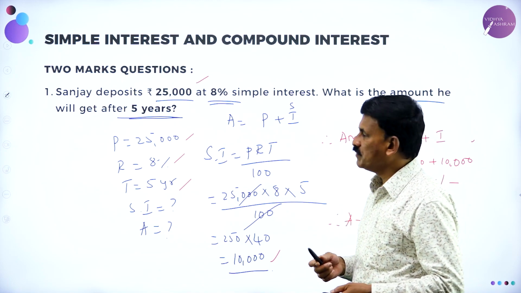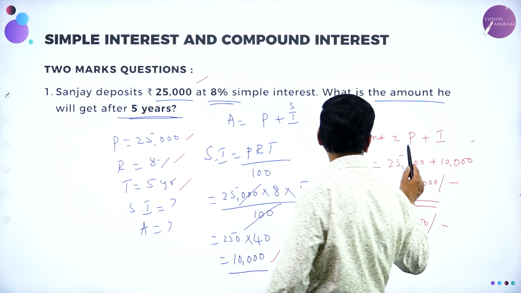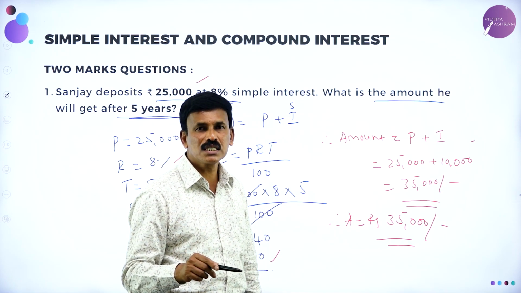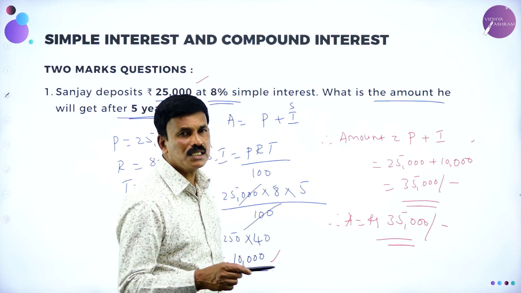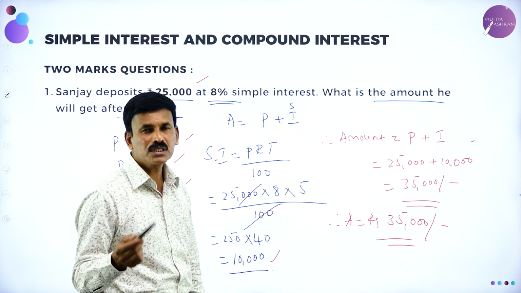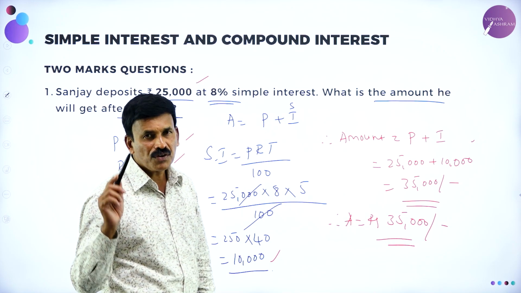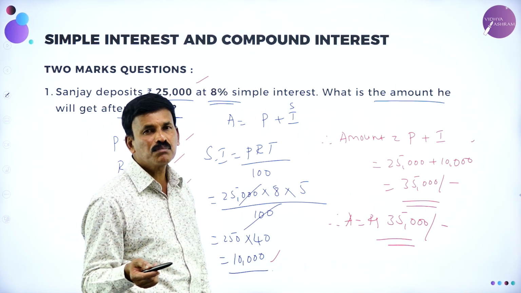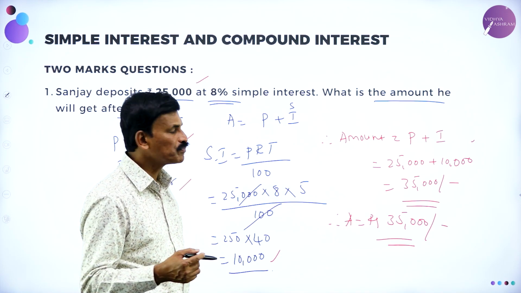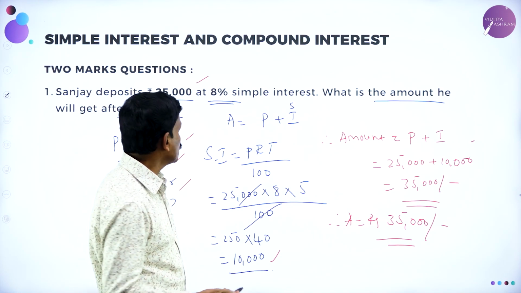So at the end of 5 years, the amount he is going to get is principal plus the interest. The principal is 25,000 and the interest is 10,000. 25 plus 10 is equal to 35,000, which is the amount. Very simple and very important problem. Hope you followed. Now let's come to the next problem.